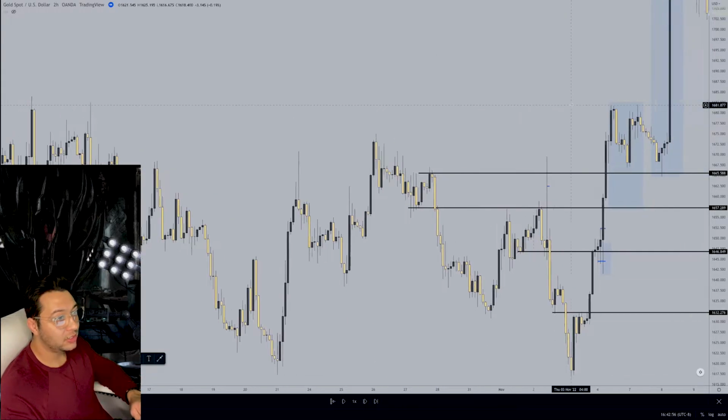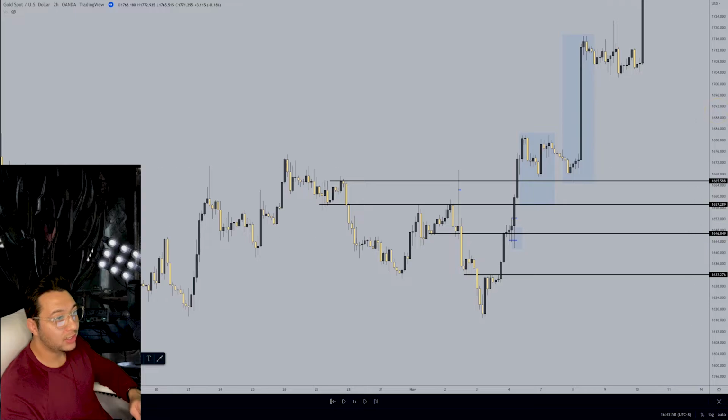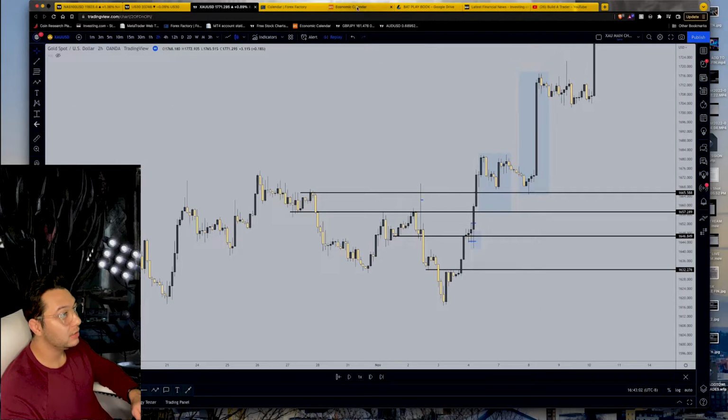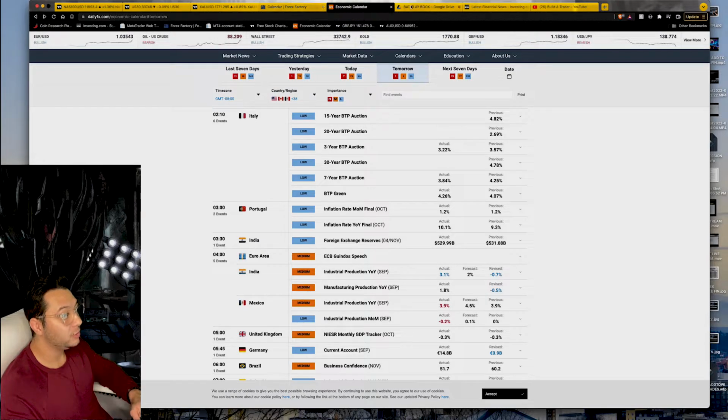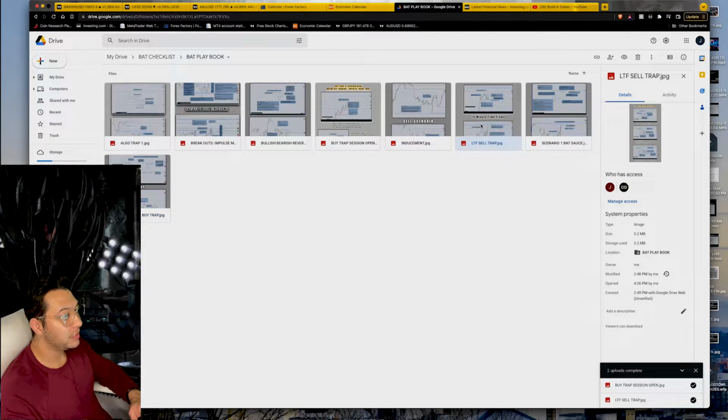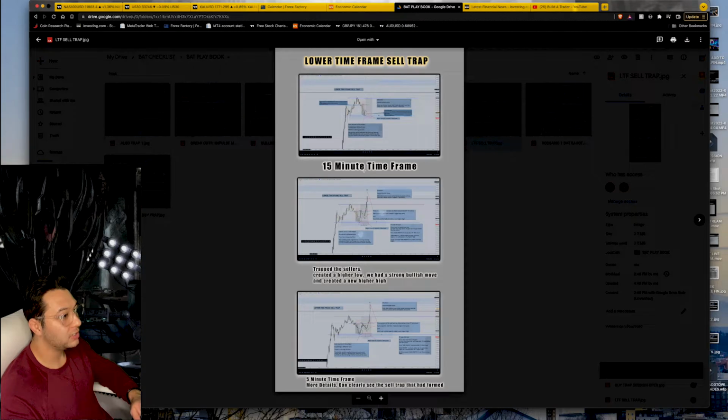So now I know this video is false breakouts, buy traps and sell traps, and liquidity sweep. So we covered a little bit of the false breakouts and liquidity sweep. So now let's go to the buy traps and sell traps. So we're going to look at, here's an example I just made today, the lower time frame sell traps. Okay, so this is going to be a pretty good example here.